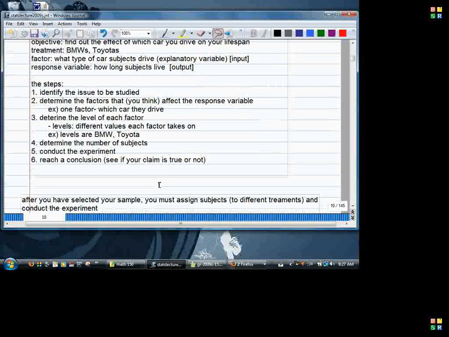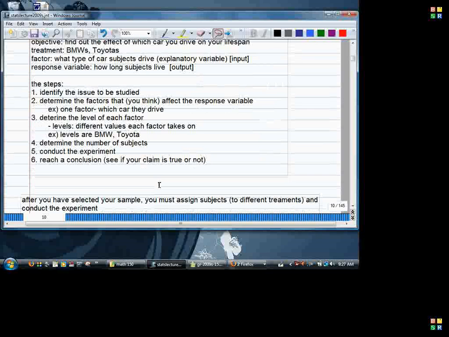You need to decide, once you have your sample, which subjects are going to go through which treatments. So once again, you should try to do this in some random way. You would never say, okay, now that I've gone through all this trouble of getting a very random sample, all the men drive BMWs, all the women drive Toyotas. That would be ridiculous. So once again, you've got to randomly assign them to these groups.